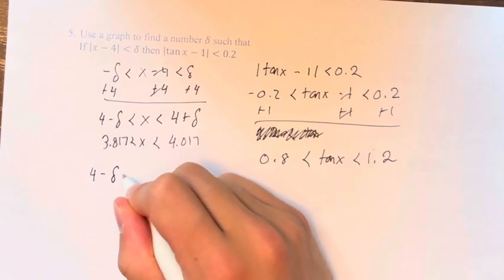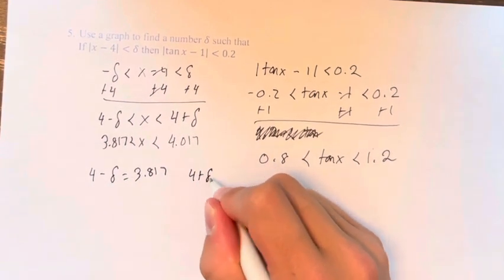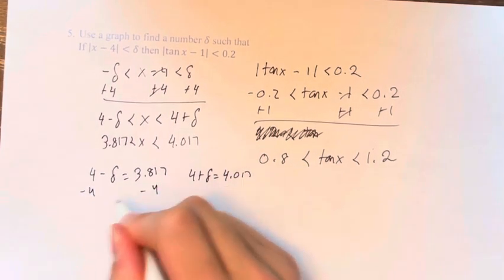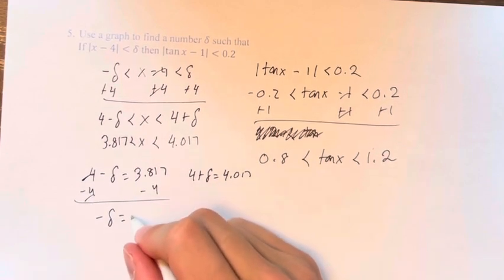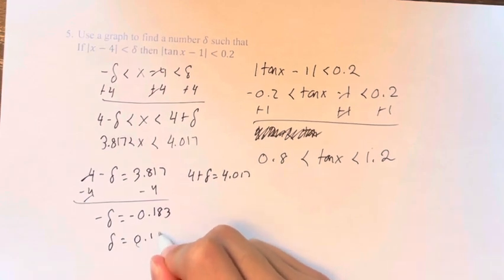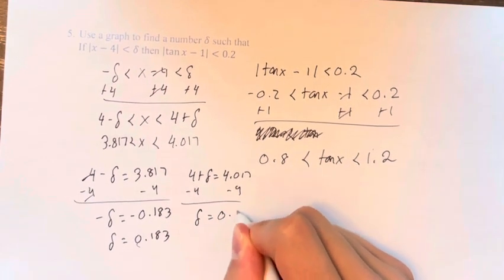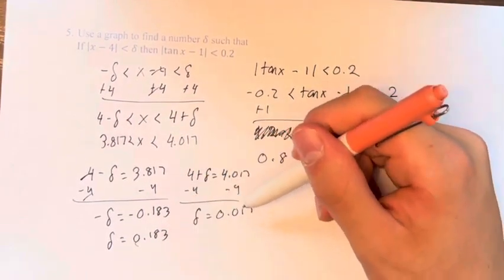So what is delta? Well, we have this delta and this delta, and we'll see in a second why they don't match. Negative delta equals negative 0.183. Therefore, delta equals 0.183. And just subtracting 4 here, we get delta equals 0.017. So which of these is the actual delta?